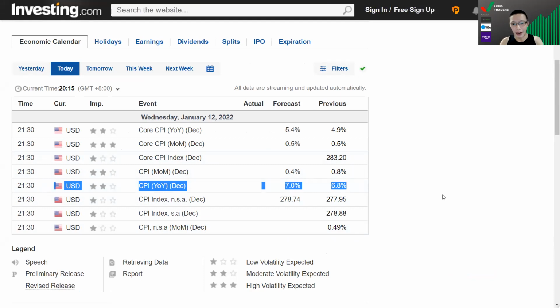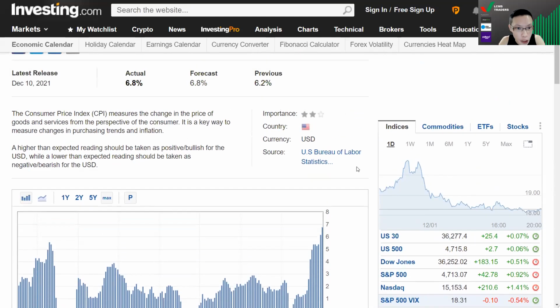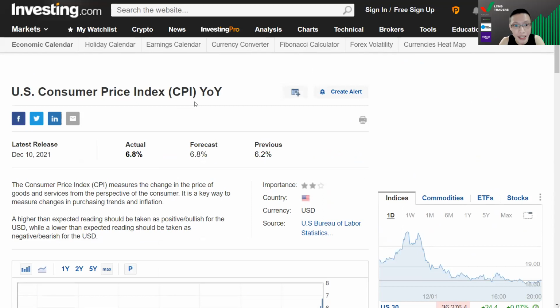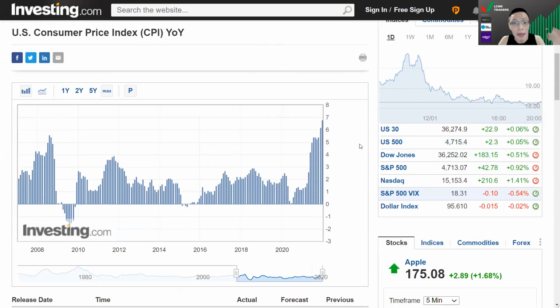I think I'll show you guys the graph. 7.0, I believe, is once again inching closer towards the 40-year high level, but I think it needs to be like 7.1 or something. Over here, I already have the chart open. It's the US Consumer Price Index, the headline data, and they're expecting 7.0.